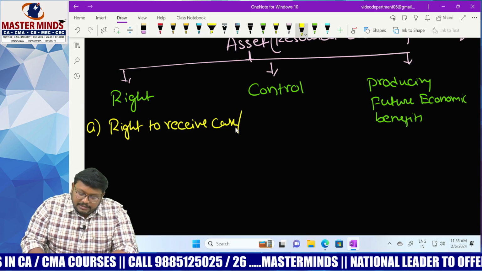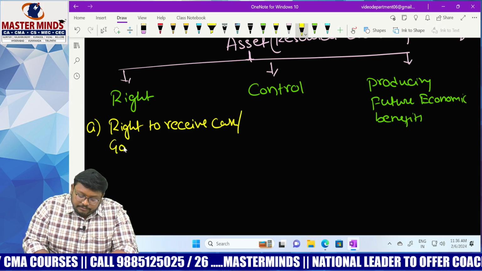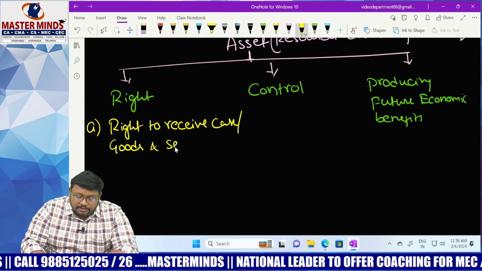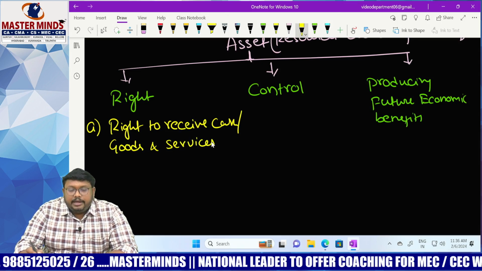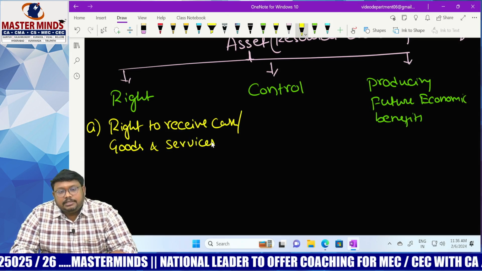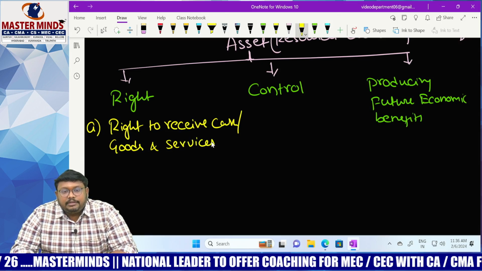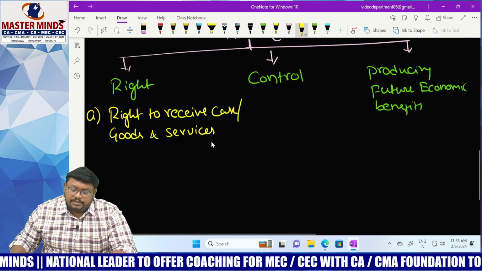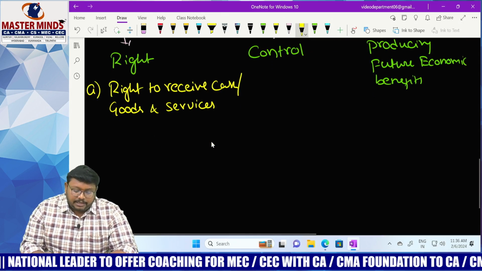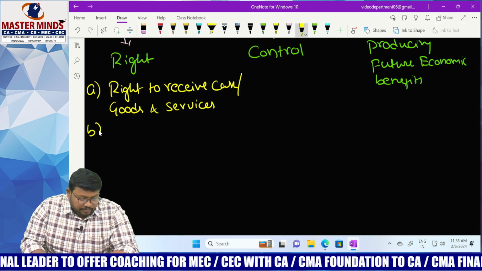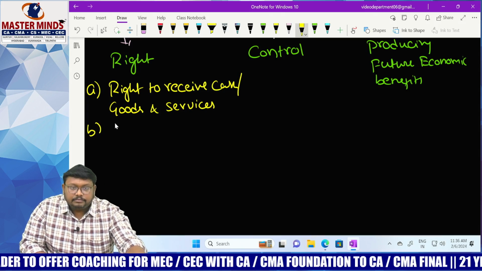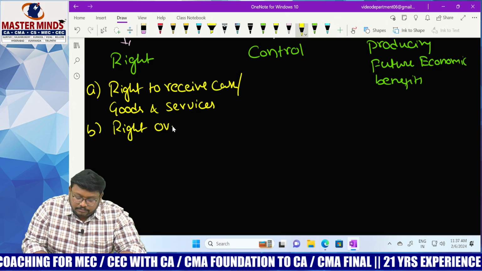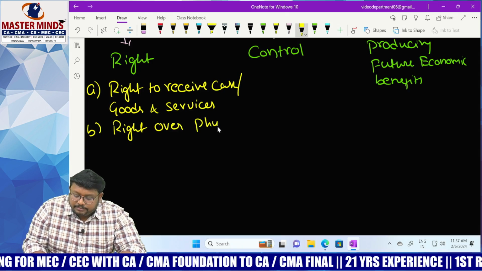Not only cash, but also the right to receive goods and services. Credit purchases you make. So you have a right to receive the goods from the creditor, and services means whatever services. The business consists of goods as well as services. That is the first right you are getting. And the second one, we have the right over physical objects.